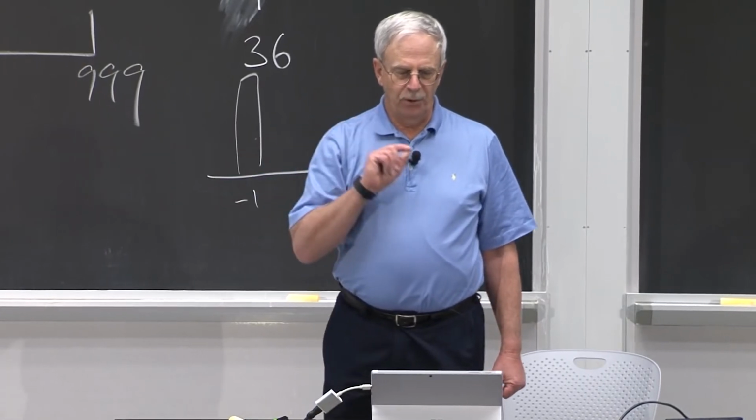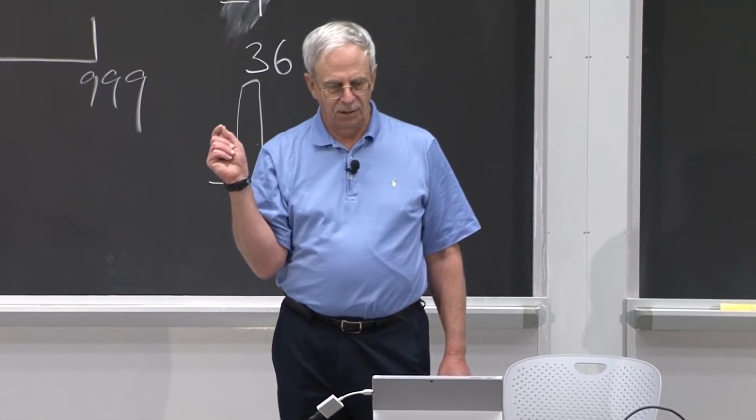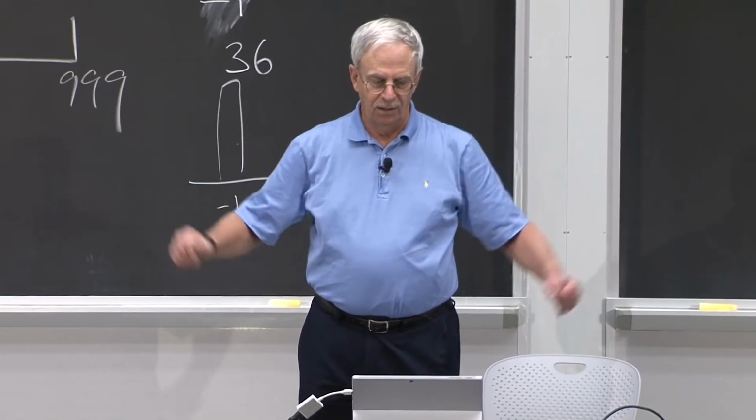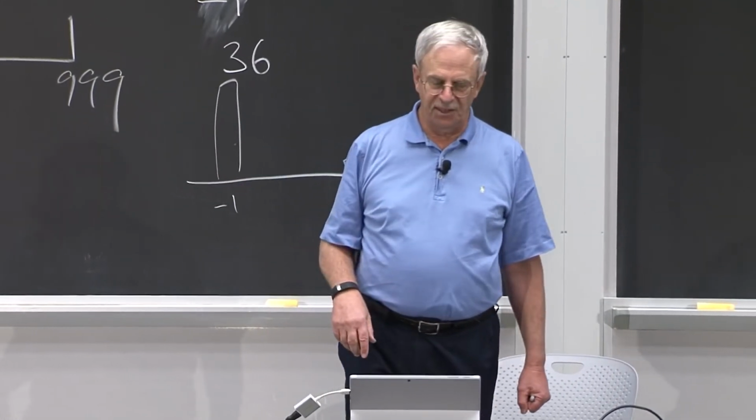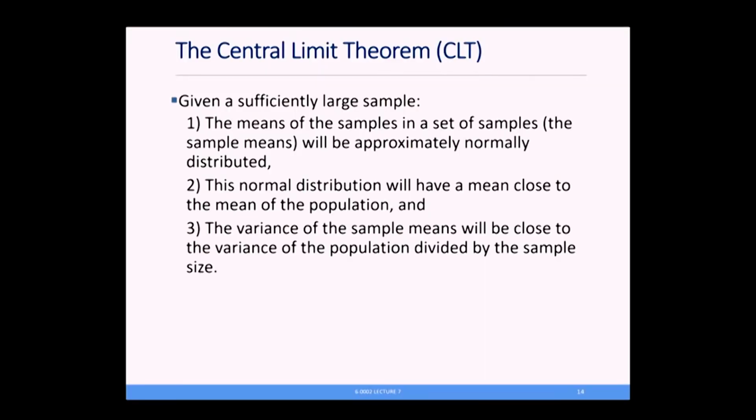As soon as we end up reasoning not about a single event, but about the mean of something, we can apply something called the central limit theorem. And here it is. It's actually, for something so important, very simple. It says that given a sufficiently large sample, and I love terms like sufficiently large, but we'll later put a little meat on that, the following 3 things are true. The means of the samples in a set of samples, the so-called sample means, will be approximately normally distributed.